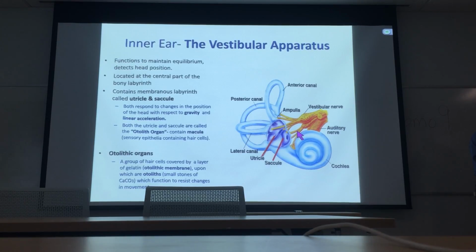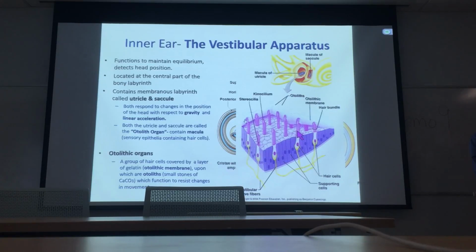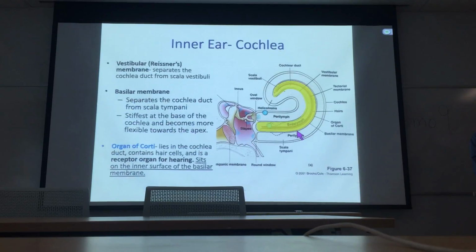Make sure you know that within that membranous labyrinth, there are 2 structures called the utricle and the saccule. Make sure you know that both these structures are involved in responding to head position with respect to gravity and linear acceleration. Together, they're called the otolith organ, and they contain the macula that has the hair cells for sensing this. So read the stuff on this slide about the inner ear and the vestibular apparatus, and you'll be in good shape. There are multiple slides on this vestibular apparatus. Read through those, and you'll be in good shape.